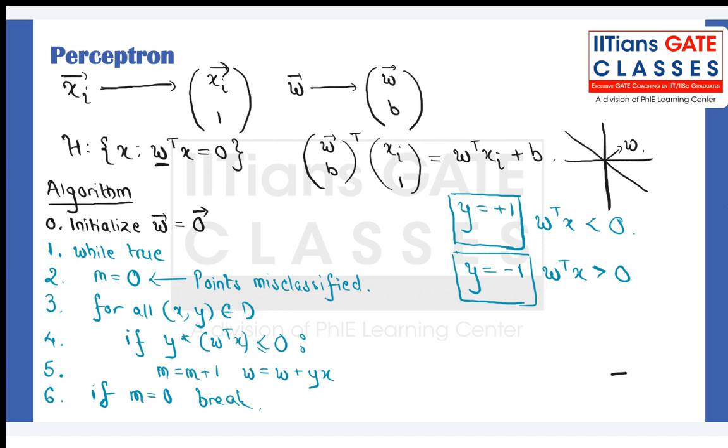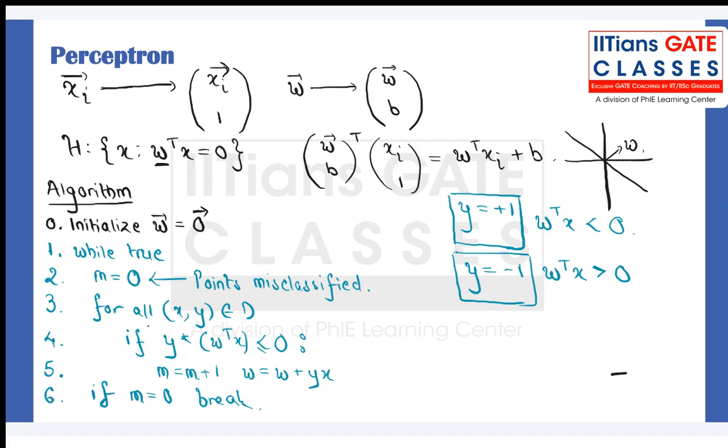At line 6, if m is equal to 0, which means there is no data point in your data set that is misclassified, that means you have found your hyperplane, where every point has been classified correctly: negatives fall in the negative space, positives fall in the positive space. Then you can break from the loop. Now, the entire jigsaw puzzle is to find out why this works. Why does this if condition work?